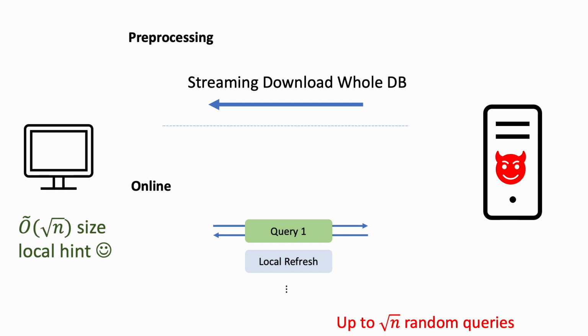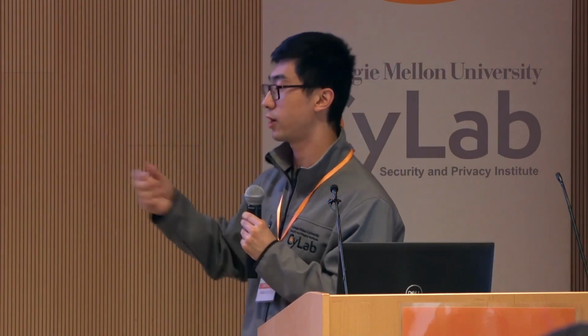Okay, so here's a simple recap. During the streaming preprocessing, the client streamingly downloads the whole database and dynamically constructs all the hints. Then using those hints, the client can simply make multiple queries. After it makes any query, it simply does a local refresh process. And it can support up to square root n random queries. And you may ask why we have this weird square root n and random query constraint, why we cannot just keep going.